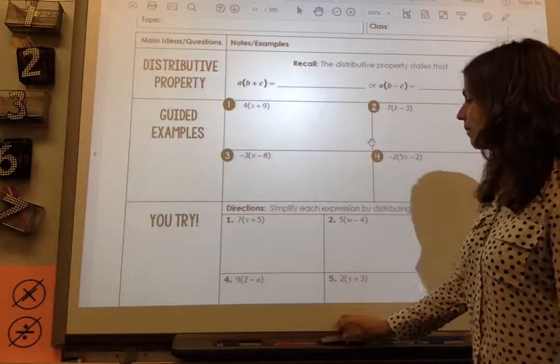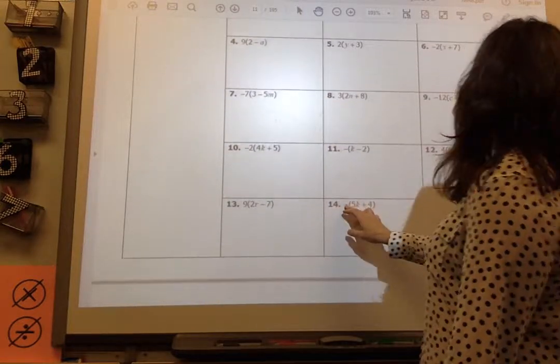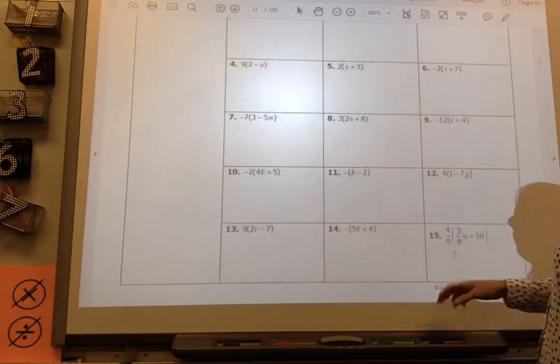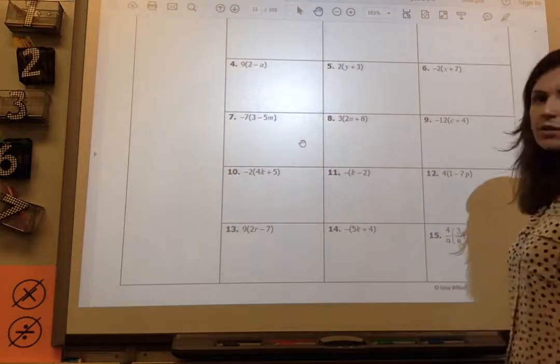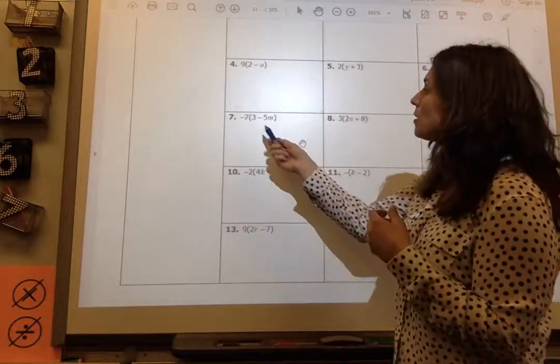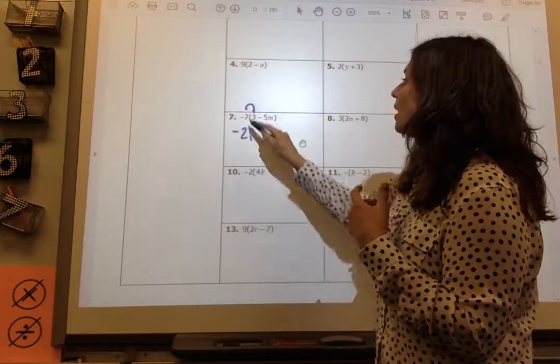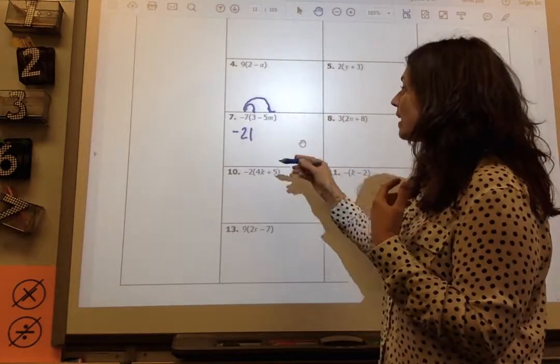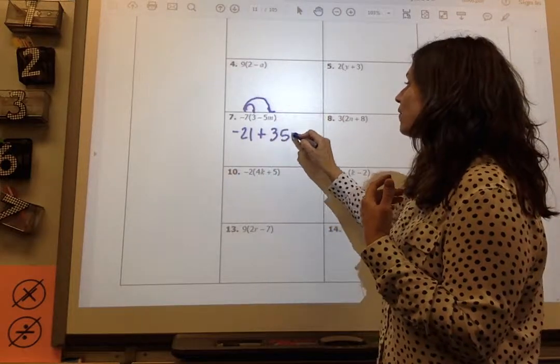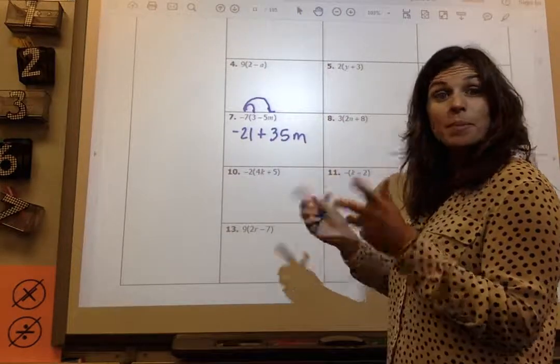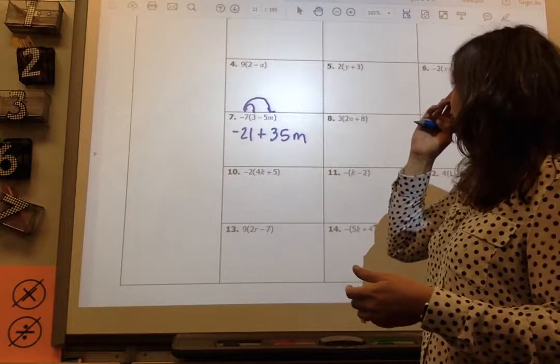Let's do a couple of examples together. Let's do number 7 through 9 together and see how we do there. So I'm multiplying a negative 7 times 3, which is a negative 21. A negative 7 times a negative 5m is a positive 35m. And they can't be combined because these terms are not alike.